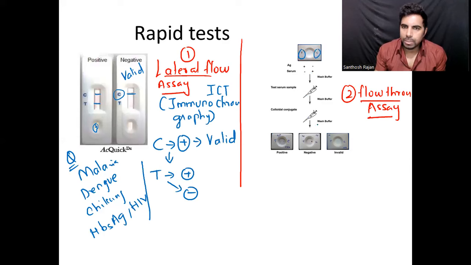Same. Here also control should come positive like this. Okay, it should be valid. If control is not there, that is invalid. If positive means both the test and control should be positive, then that is positive.